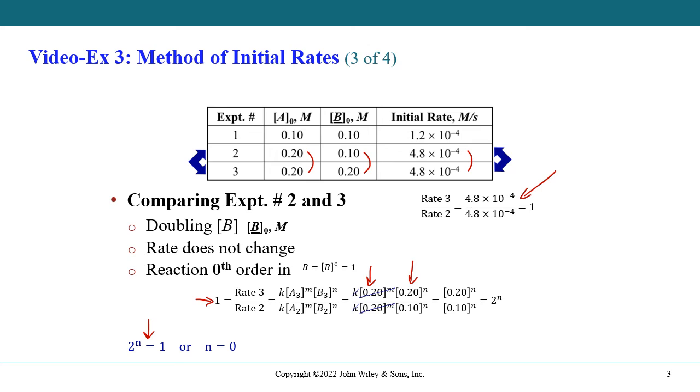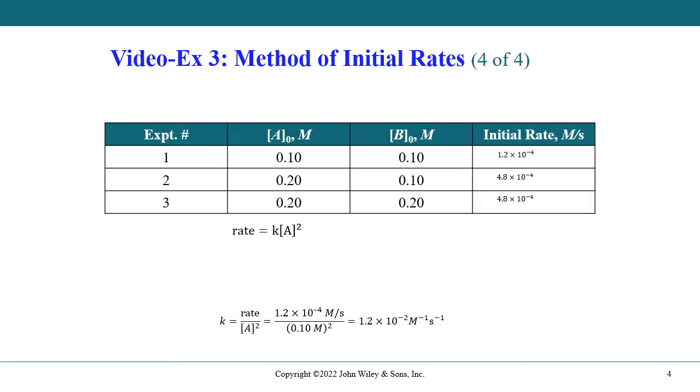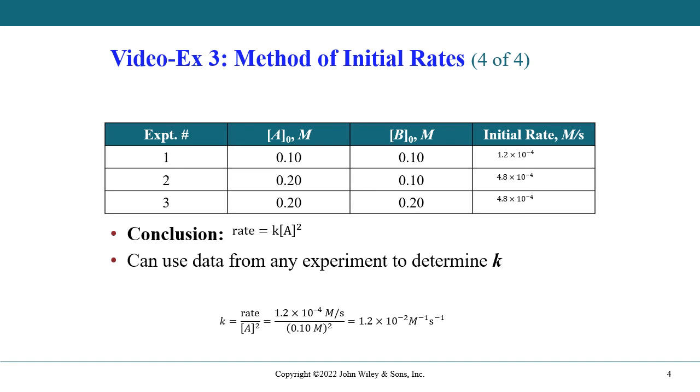Okay, so what does this mean finally? In terms of this experiment, the rate of reaction for the reaction that we had is equal to k[A] squared. I don't include B because it doesn't have an effect on the rate. And in conclusion then, what we can say is we can use any of the data from the experiments in this table here to plug into this rate equation here and find the rate constant.